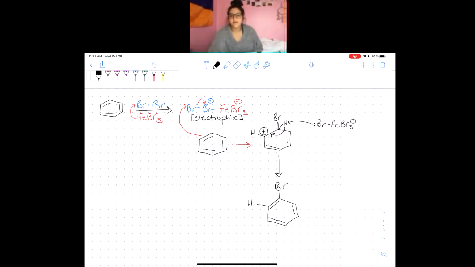And I'm trying to read the chat because someone said something earlier. I think it was a question. Okay, I don't see any questions, but someone did say we have the formation of the arenium ion, and you are one step ahead of me. That's absolutely true. So this is the general mechanism that we're going to look at, and we're going to go ahead and name some important things in this mechanism.